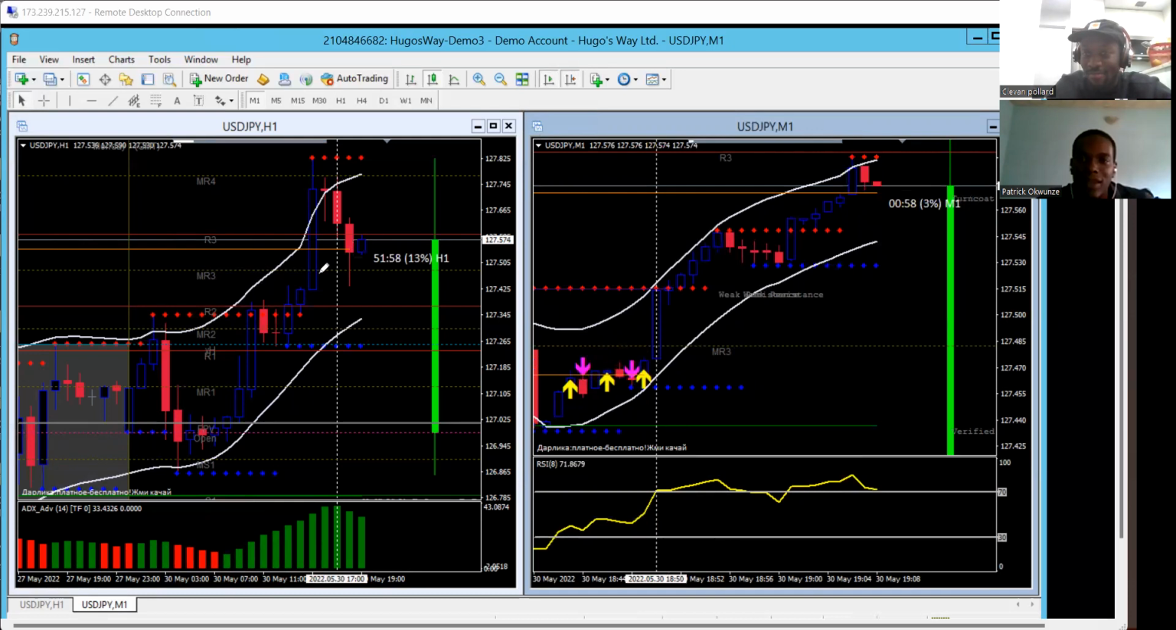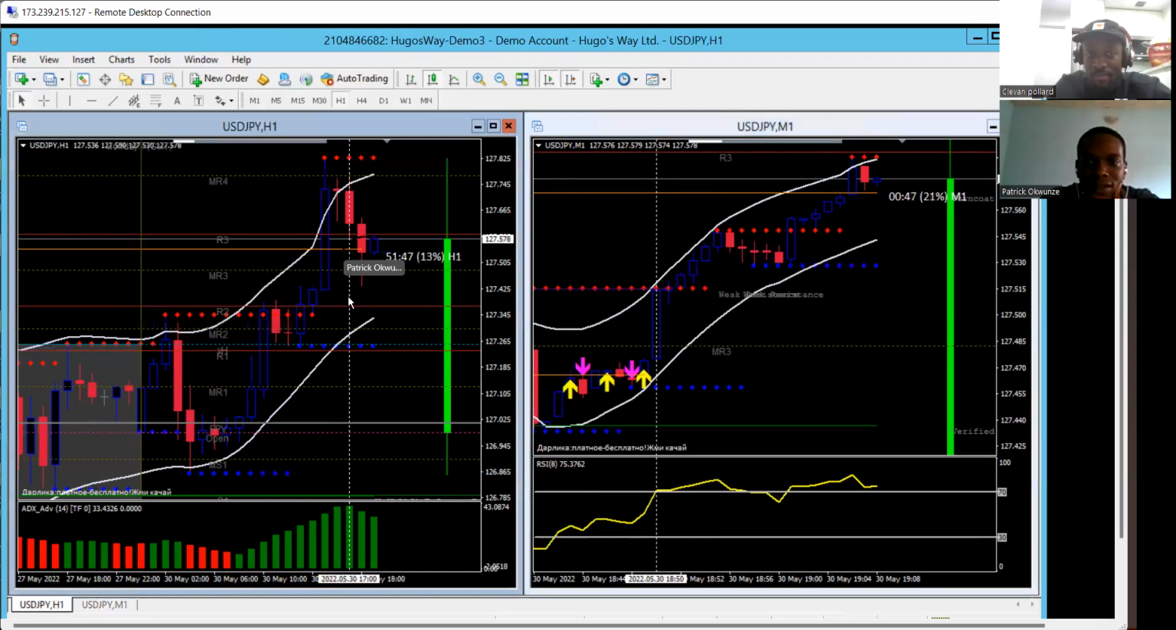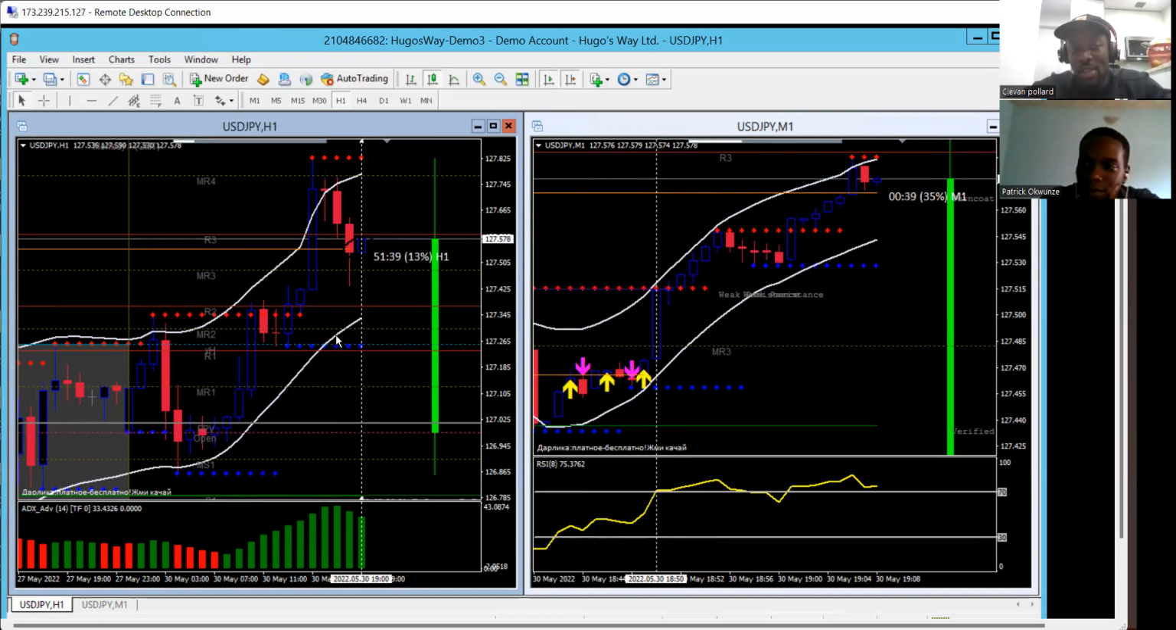Okay, let me see if I've gotten it. Let me see if I can note it here. So what you're saying is on the H1, you check for the trend if it's a trend. Hold on a second, see if I can change the color of this. Okay, so we look on the H1.